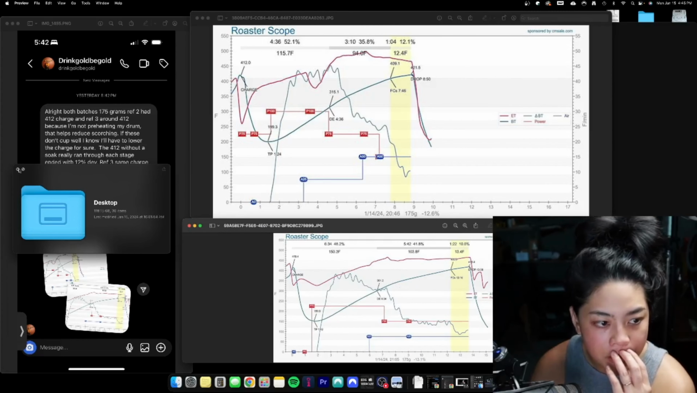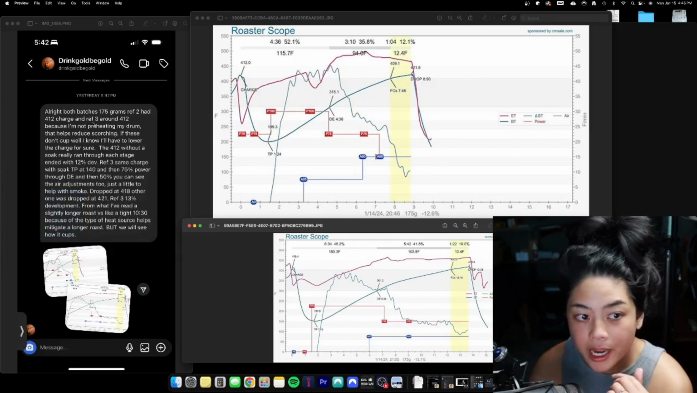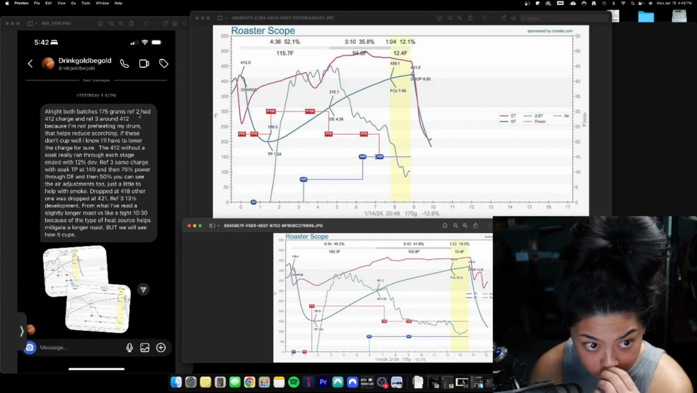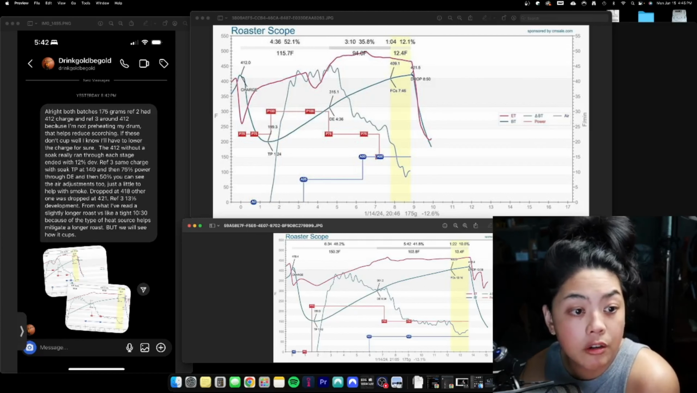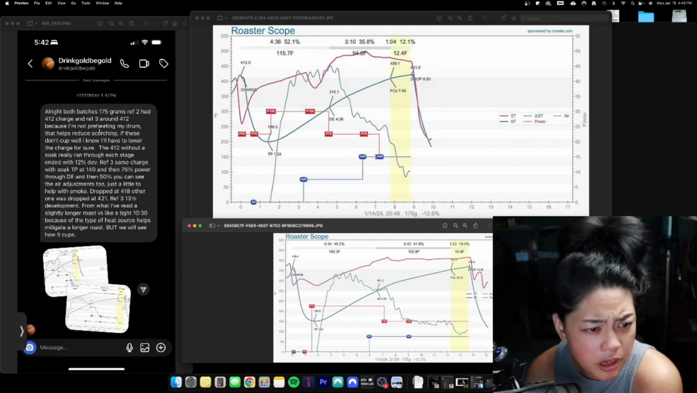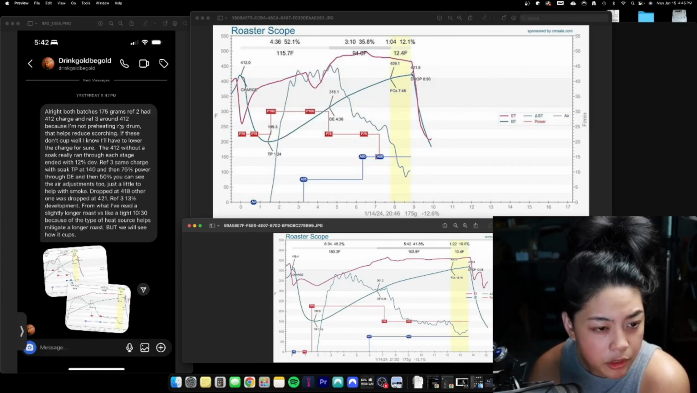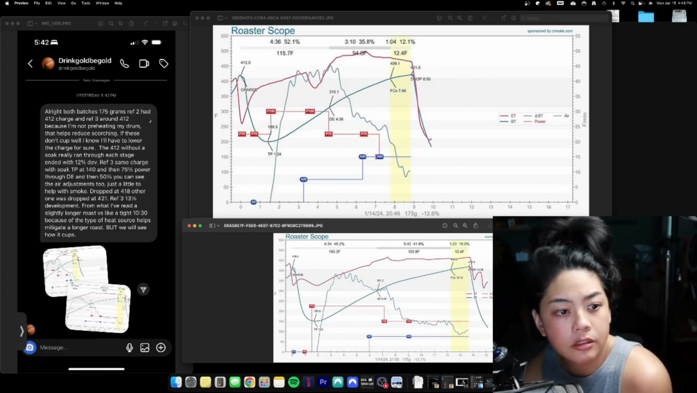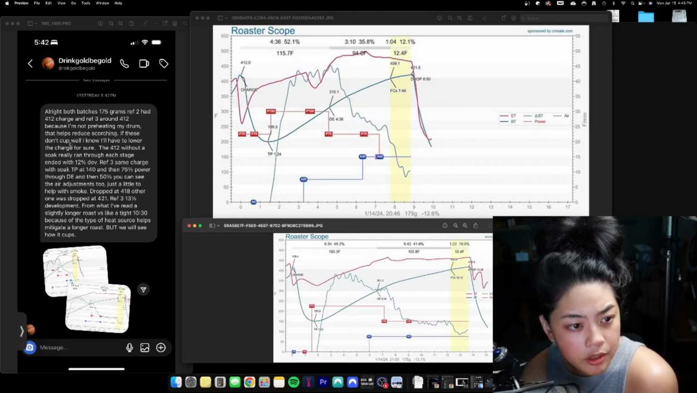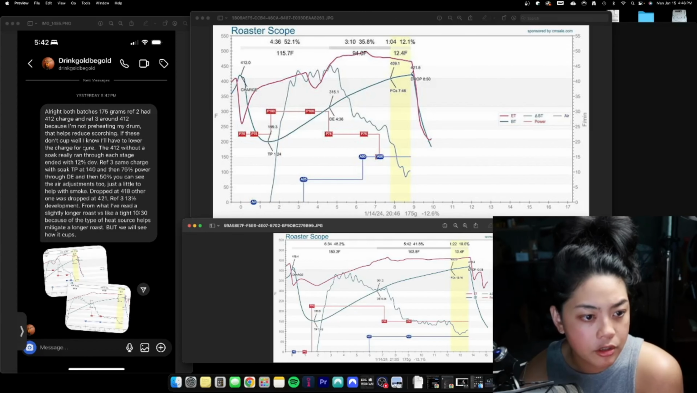Send me some questions. All right, both batches, 175 grams. Reference 2 had a 412 charge, and reference 3 around 412. Because I'm not preheating my drum, it helps reduce scorching. What helps reduce scorching? The small batch size? If these don't cup well, I know I'll have to lower the charge for sure.